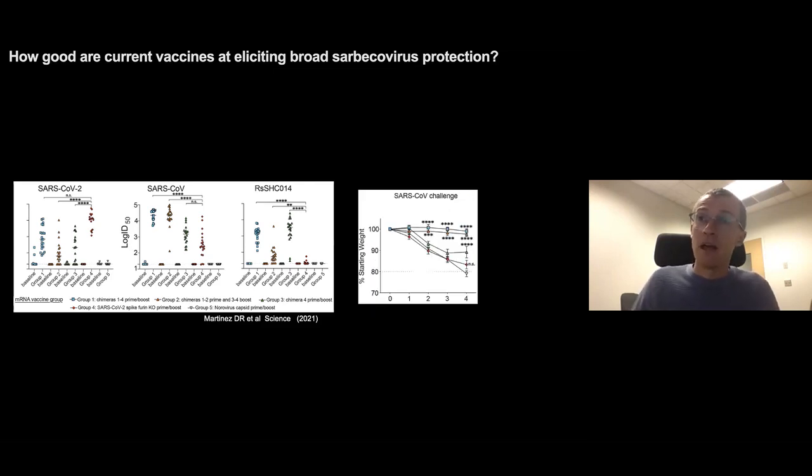vaccines. And actually, upon challenge of these mice with SARS-CoV-1, Ralph's group observed that, as shown in red, the protection afforded by SARS-CoV-2 spike vaccination is almost equivalent to vaccination with a control group with a norovirus capsid. So there is really no protection against a divergent SARS-CoV virus.